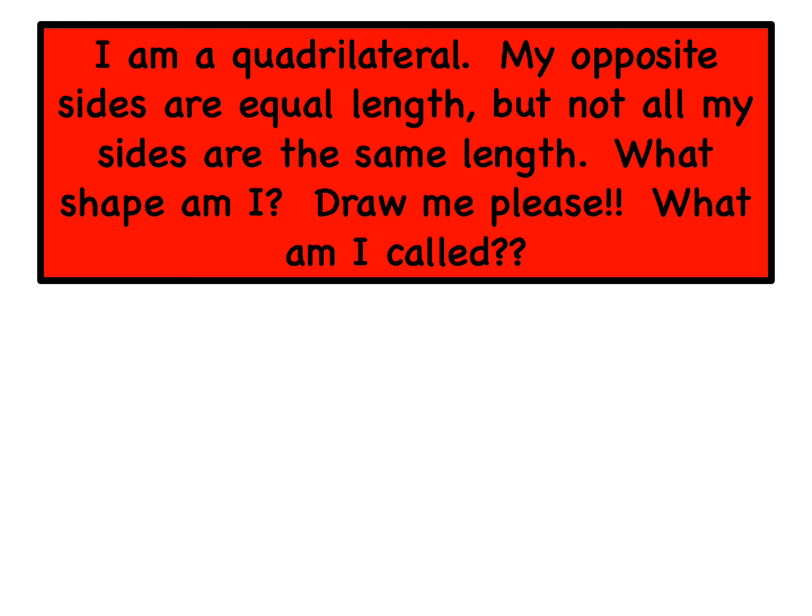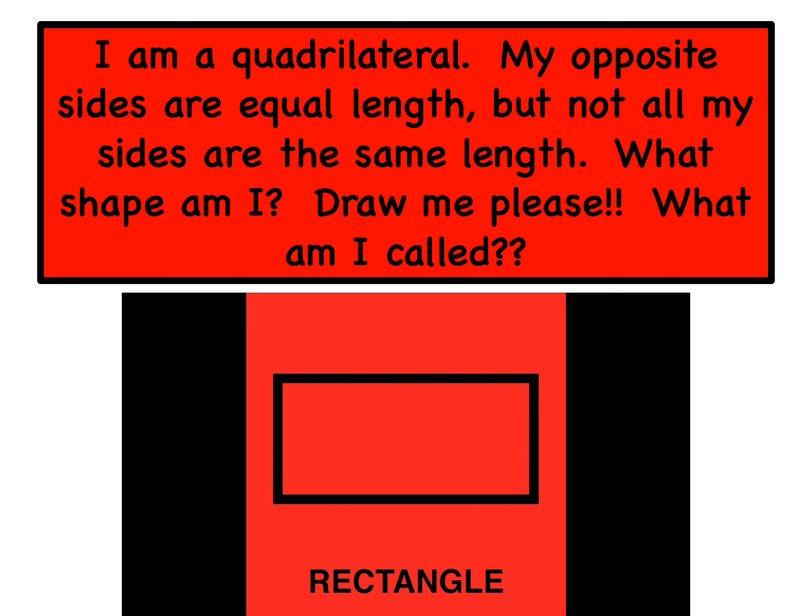I am a quadrilateral. A quadrilateral means 4 sides. The opposite sides are equal length, but not all my sides are the same length. So what shape am I? Draw me, please. And what am I called? What am I, boys and girls? I am a rectangle. Wonder if you got those puzzles right.